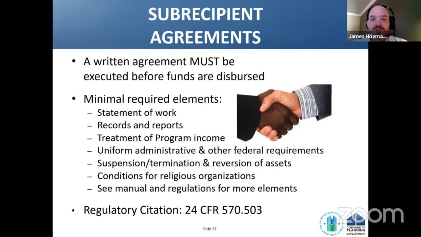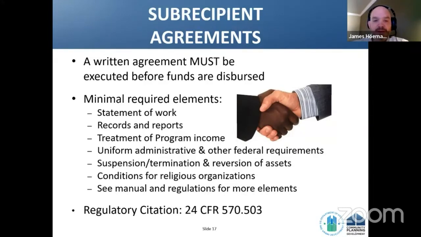You may choose to add additional requirements as long as you're not contradicting the Housing and Community Development Act, the regulations, or any of the program related requirements that are around civil rights or equal opportunity. But you're going to focus here on exactly what you want that subrecipient to do, which is going to start with your statement of work. That's where you're actually going to define what is the activity, what are the expectations for its completion, who is it going to serve, what is it going to do, and for how long is it going to do it.